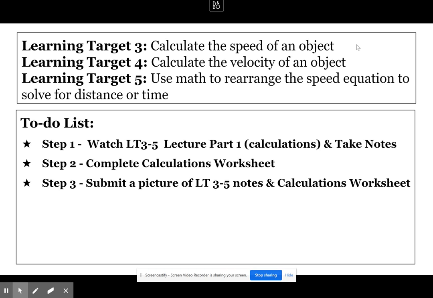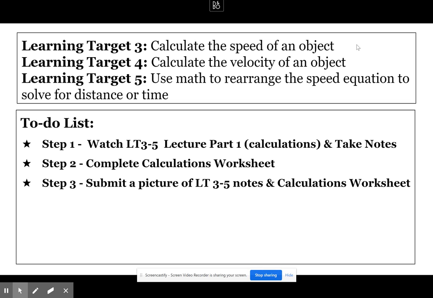So step 1 is to watch this lecture video, and it's part 1. We're going to be doing calculations, so you're going to want to be taking some notes. Step 2, you're going to complete the calculations worksheet, which is due by Friday. It is a little bit longer, so make sure that you space it out. Do a few problems today, maybe a few tomorrow, and then wrap it up on Friday.